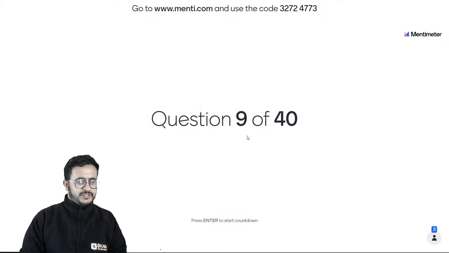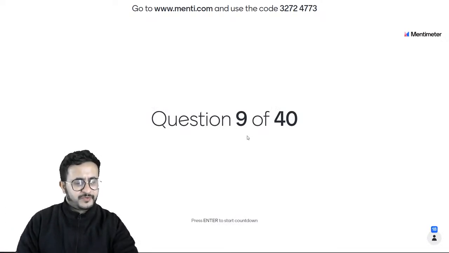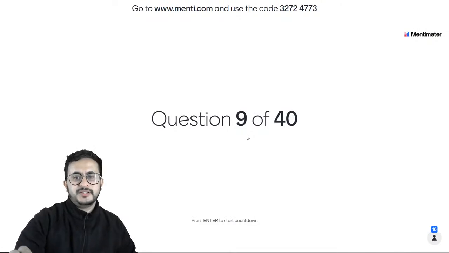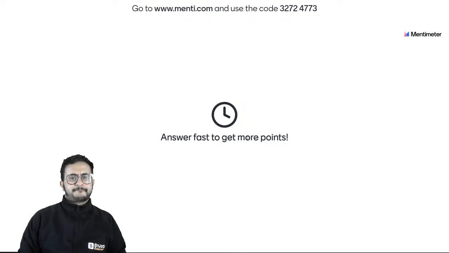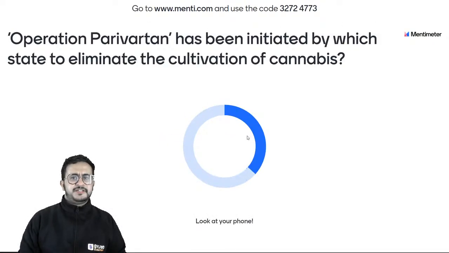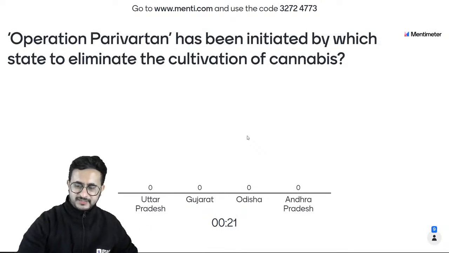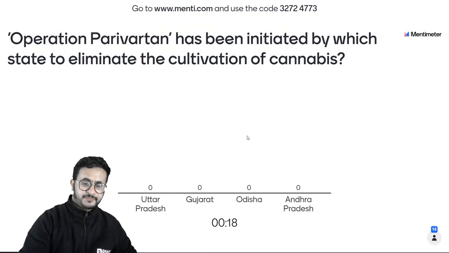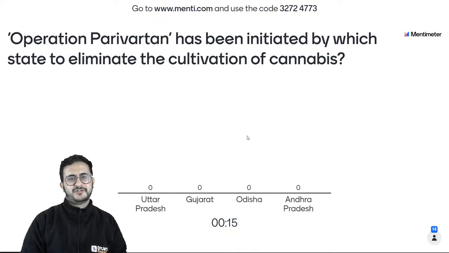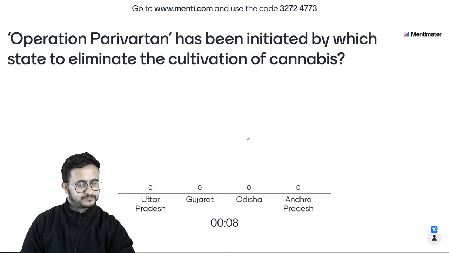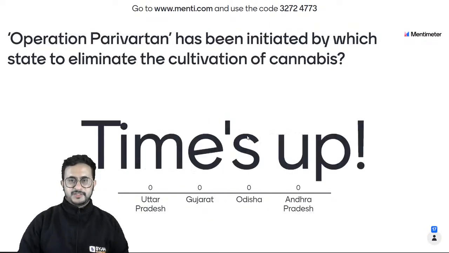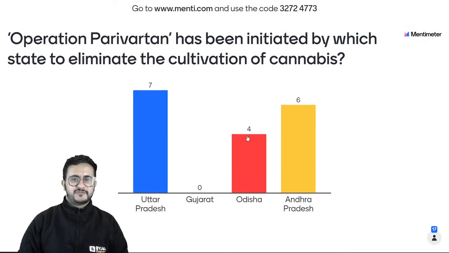Here's the next one. Question number 9. And two questions later, after the 10th question, we shall look at the leaderboard and see who has been leading in the quiz. Operation Parivartan has been initiated by which state to eliminate the cultivation of cannabis? Okay, so marijuana, one state has started that initiative called Operation Parivartan to remove the cultivation of cannabis. It is illegal, so a state is working on it.